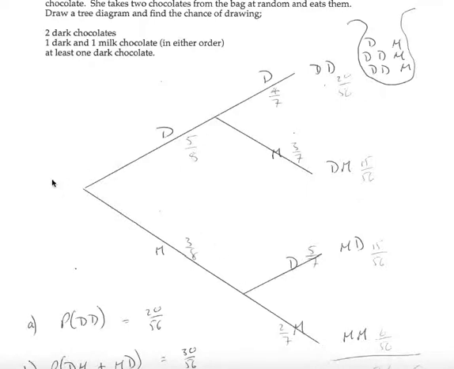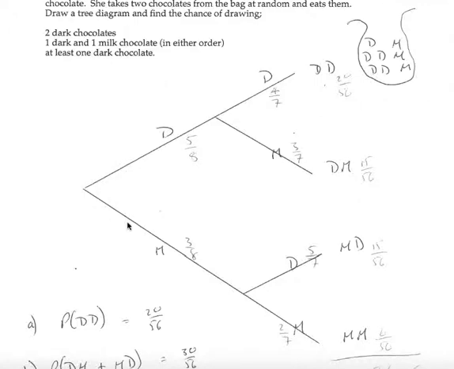Now, if I took a dark chocolate first, the probabilities for my second chocolate, which could either be dark or milk, depend upon the fact that I've already eaten one of the dark chocolates. So one of these has gone. So I've now only got 4 dark chocolates left in the bag and 3 milk chocolates. So the probability of drawing a second dark chocolate out is now 4 out of 7. And a milk chocolate is 3 out of 7.